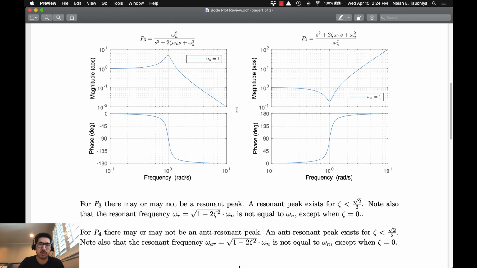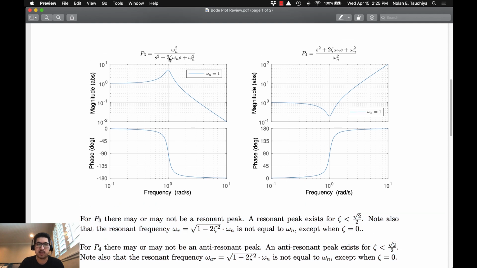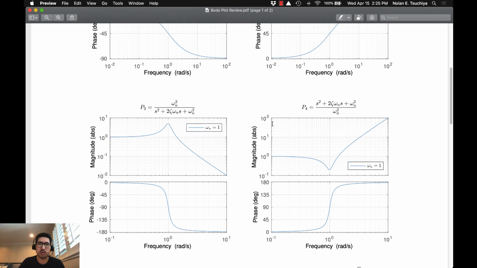For second-order systems, you either have the case where you have a resonant peak or potentially an anti-resonant peak, but you don't know until you check to see whether or not there is resonance or anti-resonance. Okay, so you have to check by computing zeta to see if it's less than root 2 over 2, and these will be your corresponding Bode plots.